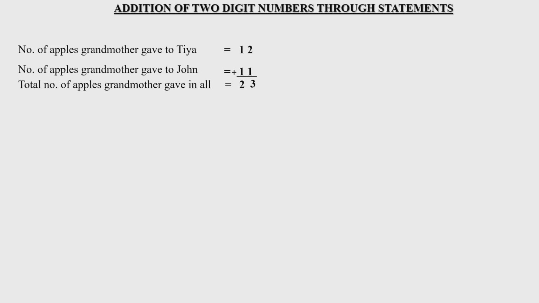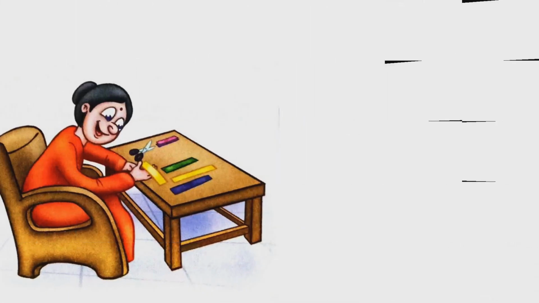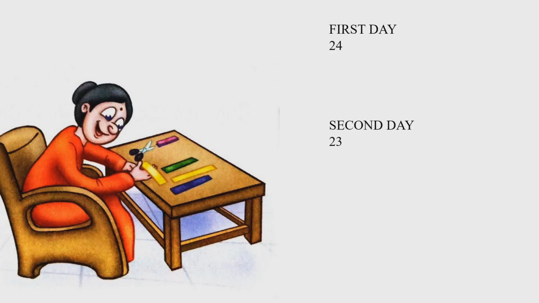Let's take one more example. Grandmother is very talented. She is too good in creativity and always keeps herself busy. She made some bookmarks in 2 days. First day 24 and second day 23. Let's add and know how many did she make in all.